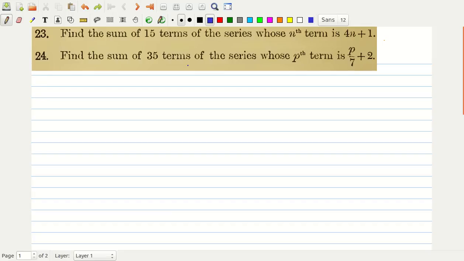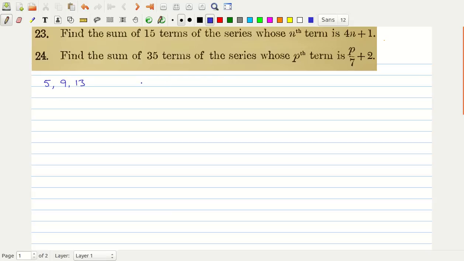What is the first term? First term is 4 plus 1, 5. What is the second term? Second term is 4 times 2 is 8 plus 1 is 9. Third term is 4 times 3 plus 1 is 13. So we can see that this is an arithmetic progression, right? 5 plus 4 is 9, 9 plus 4 is 13.